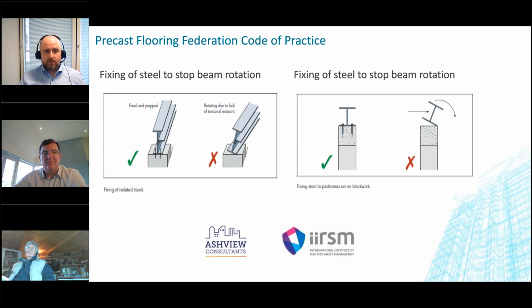So if there's 2 or 3 planks on one side, the beam can rotate, and then the beam and the slabs can come down on site. So the industry as a whole recognized this as a hazard and a risk, and issued guidance within their code of practice. Obviously, this is tying in with the temporary works design and the permanent works designers and so on, but it's really torsional restraint.